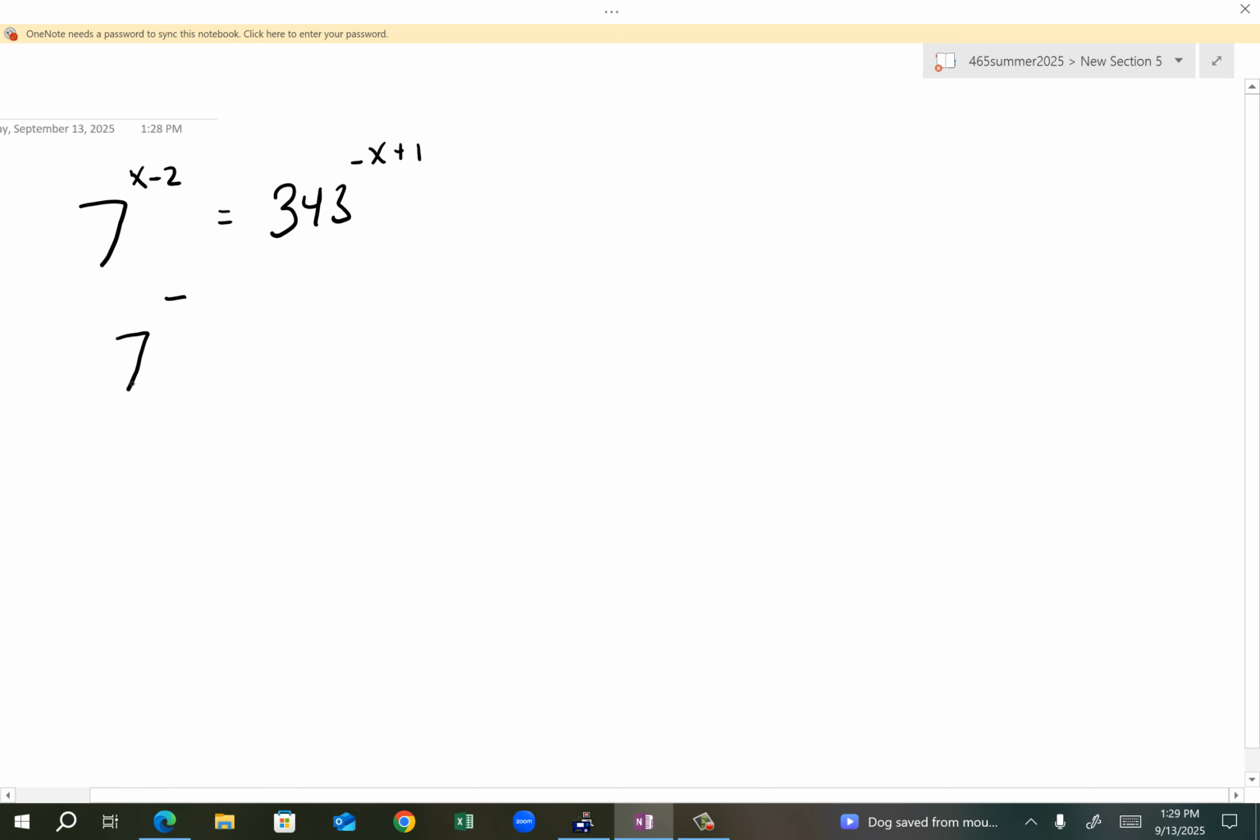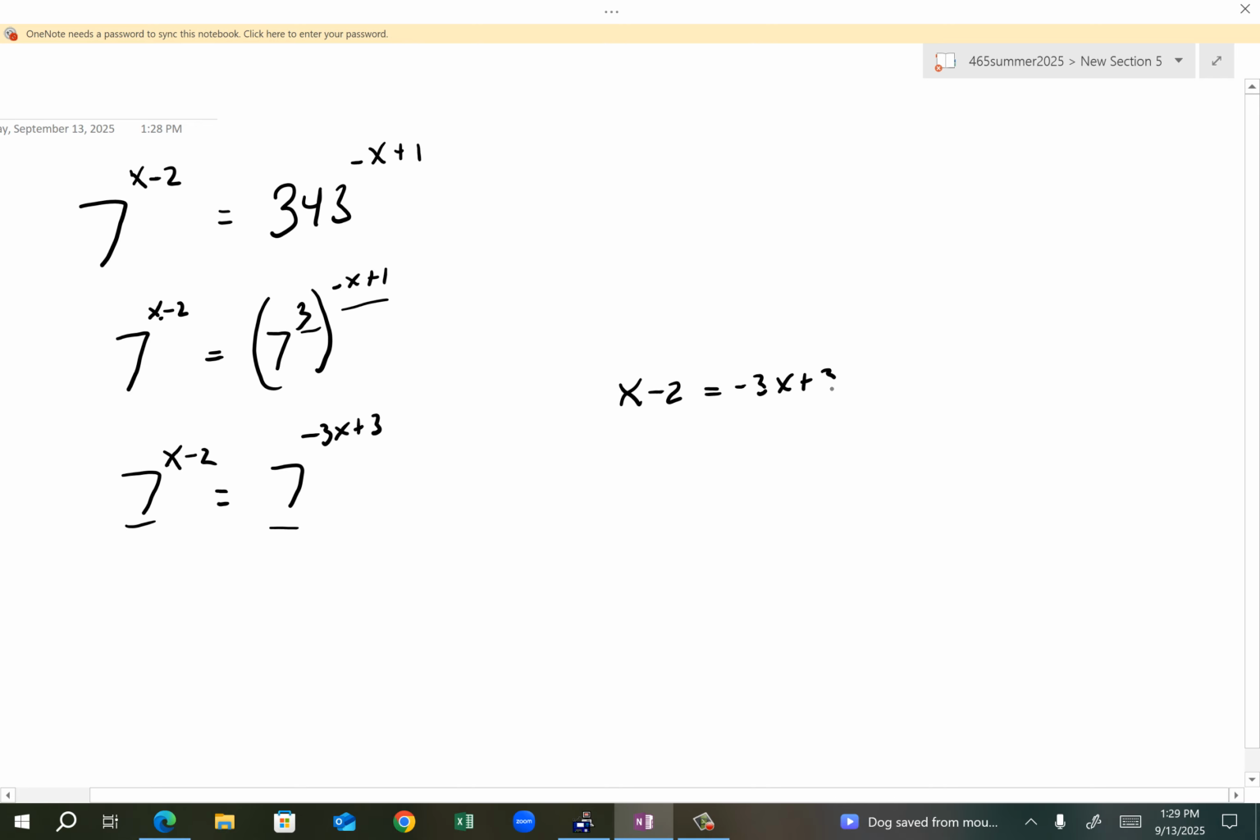So that I can rewrite this as 7 to the x minus 2 is equal to 7 to the third, to the negative x plus 1. This is a power to a power, so we should multiply our exponents. Right? Hey, if the bases are the same, what does that say about our exponents? They also had better be the same. So 4x better equal 5, so x better equal 1 and a quarter, I guess. And if you plug that in, you will get matching points.